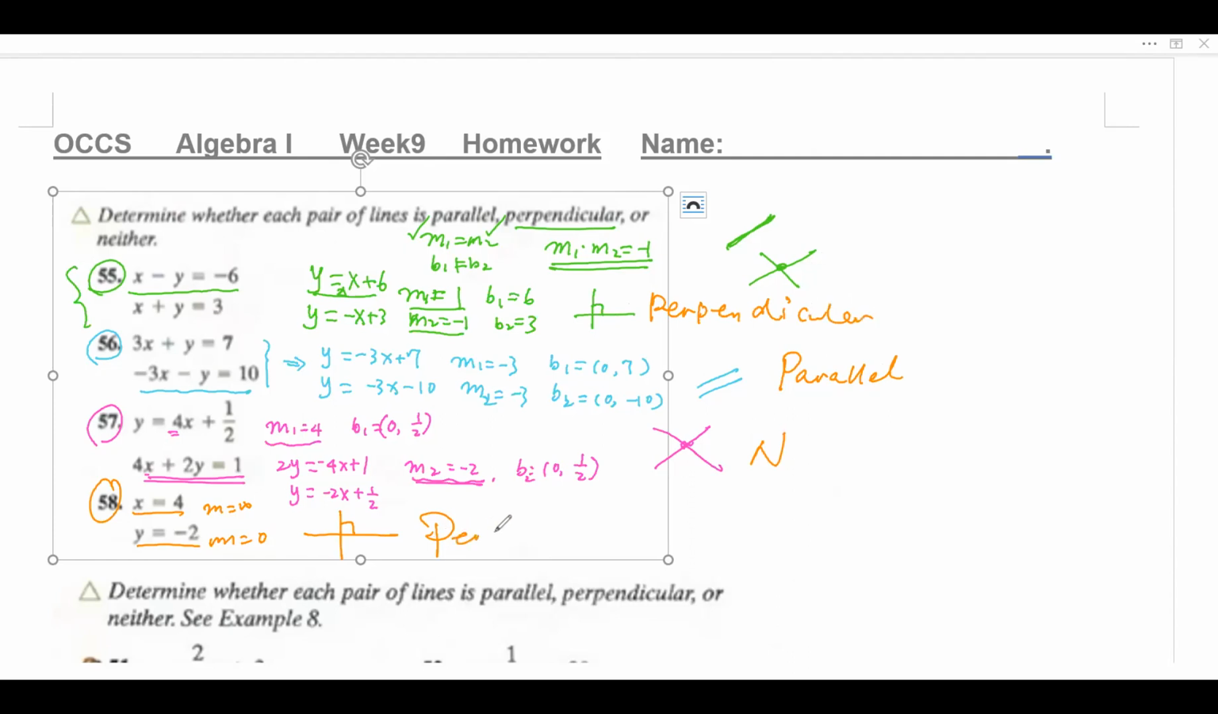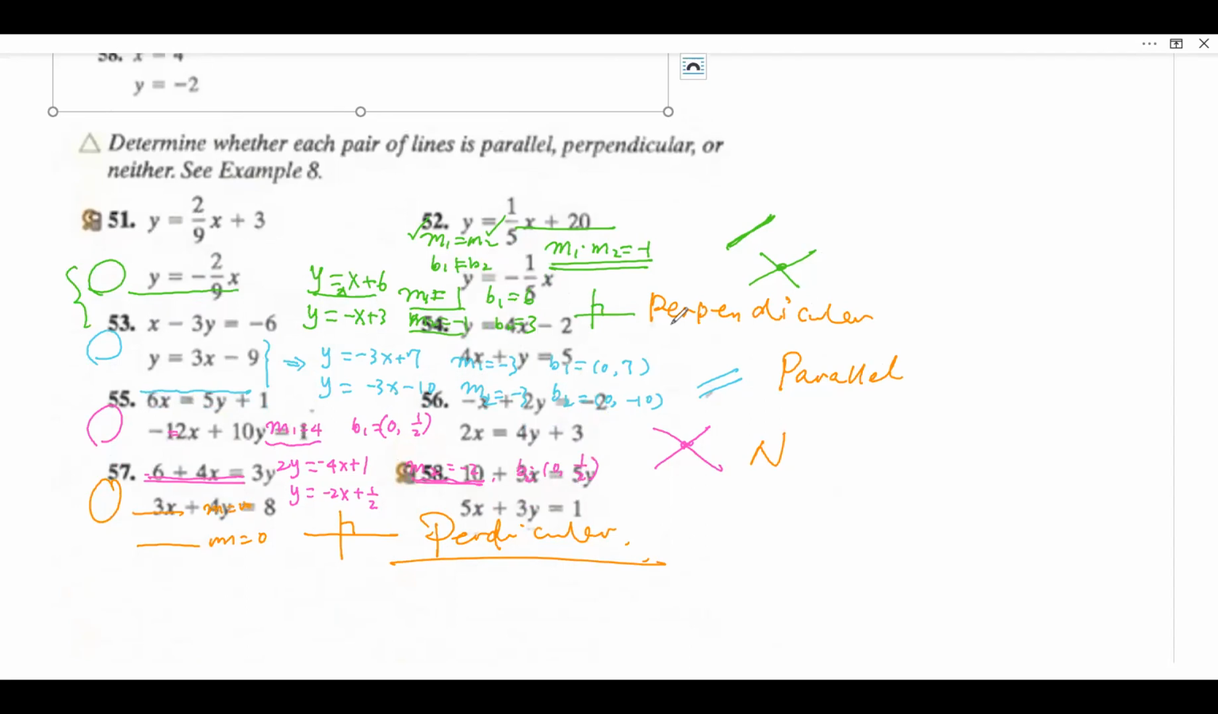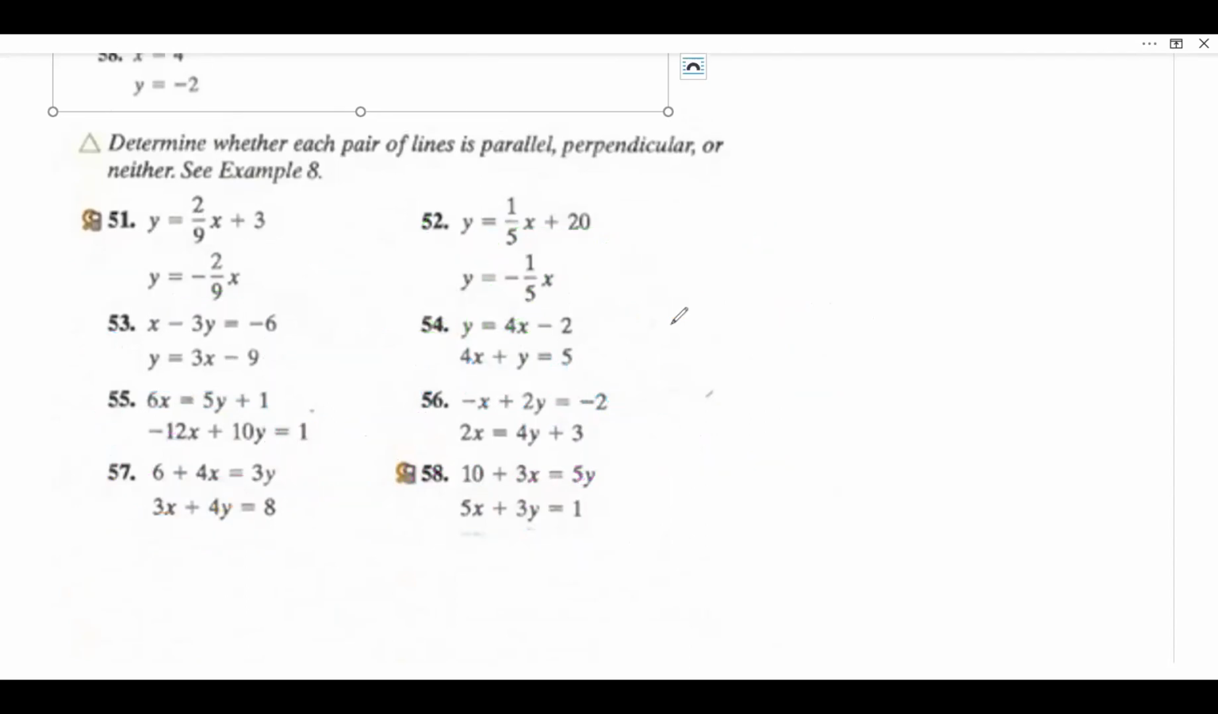And this one also perpendicular. All right. Okay, so for this part, let's move on a little bit more. Now the same, try to judge them, right? Determine whether each pair of lines is parallel, perpendicular, or neither. So let's quickly find out.